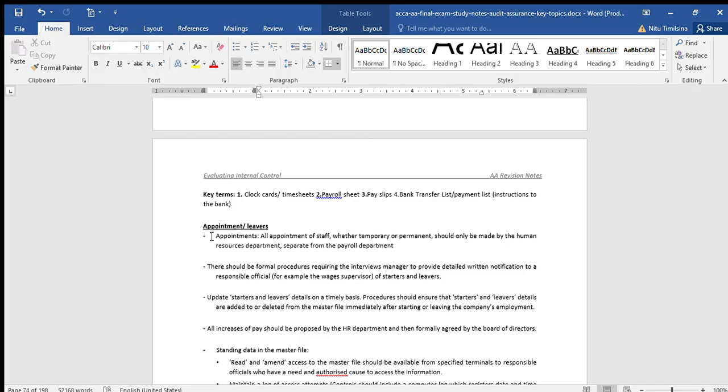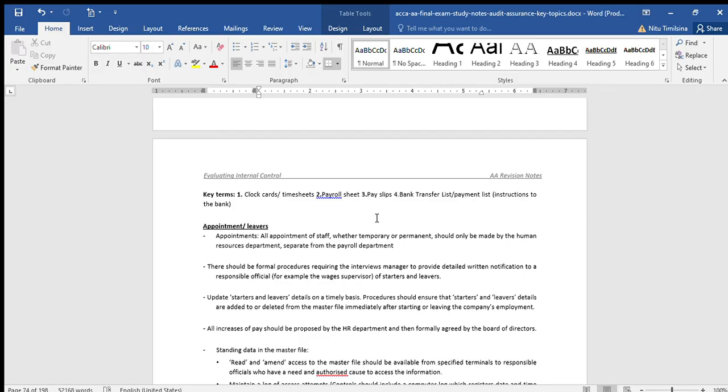So the objective is, in the payroll system, payroll is a high fraud risk. So there should be tight control. The objective of the payroll system is that it should pay the correct amount to the right person on a timely basis. So the key documents are clock cards, time sheets, pay slips, bank transfer, and the bank transfer list or payment list, like instructing the bank to pay.